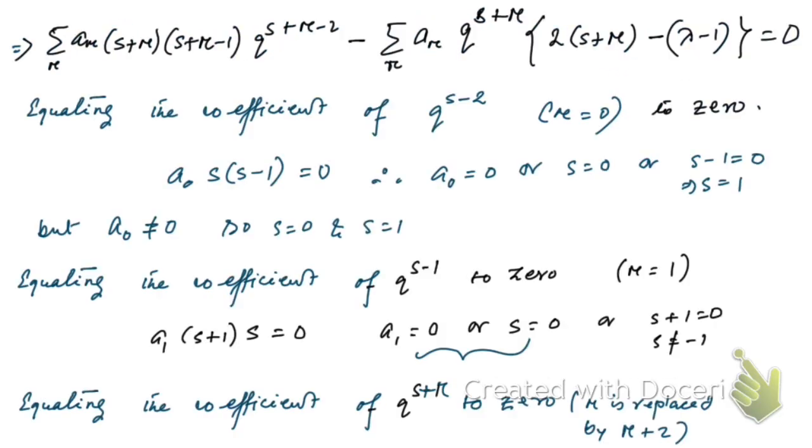So here you see, if you want to get this coefficient, you have to take the coefficient from here and there also, because here also we have q to the power s plus r. But when we took r equal to 0 to get the coefficient of q to the power s minus 1, it is not possible to get it from here, because then r should be equal to minus 1, and here r cannot be negative. So remember that. That's why we are taking the coefficient from this one only.